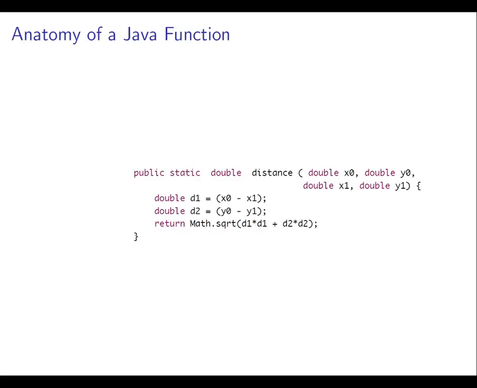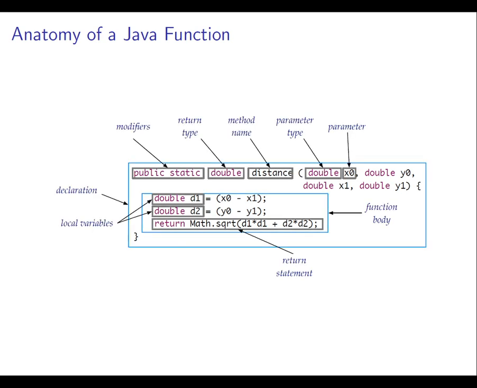So now we're going to pause for a moment and go into a bit more detail about the anatomy of a Java function, as much as anything else, to get some terminology settled. So what have we got here? Public static, you've seen before in the context of the main method. These are sometimes called modifiers. It's not a terribly important term.